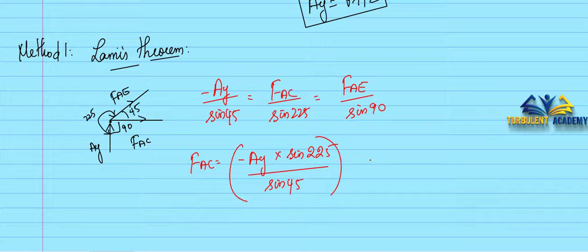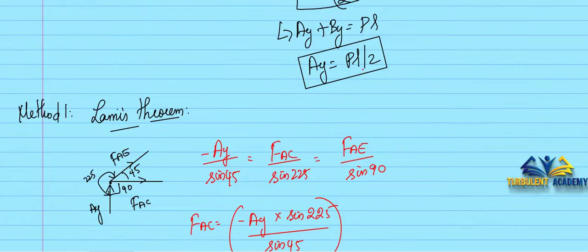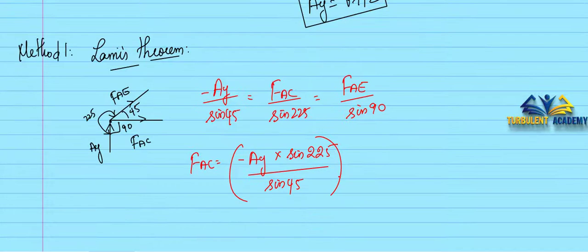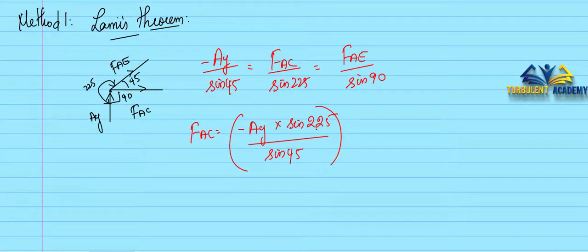Okay, so now if you could see, AY is actually PL by 2. PL by 2 will be there. Sine 225 is actually minus 1 by root 2, and this is actually 1 by root 2. That will get cancelled, minus and minus. Finally, you will get AY equal to PL by 2. Okay, so this is the first step which we can do.